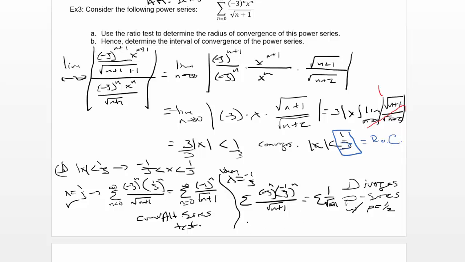Put these things together. The interval of convergence, therefore, is that this converges for -1/3 less than x less than or equal to positive 1/3. It does not converge at -1/3, but does converge at positive 1/3.